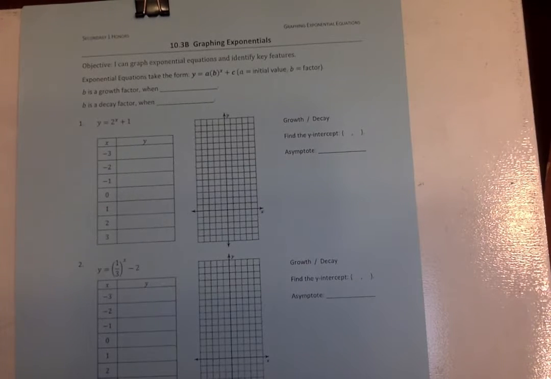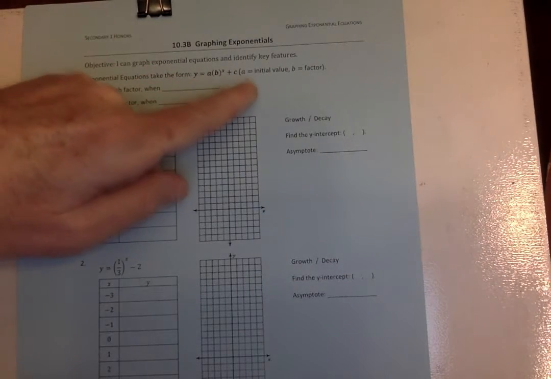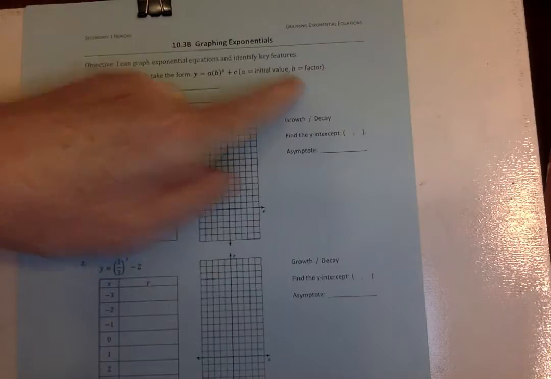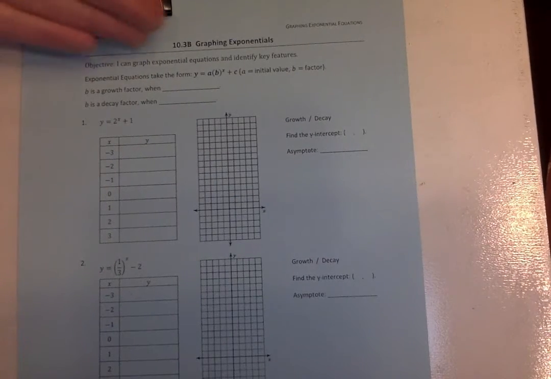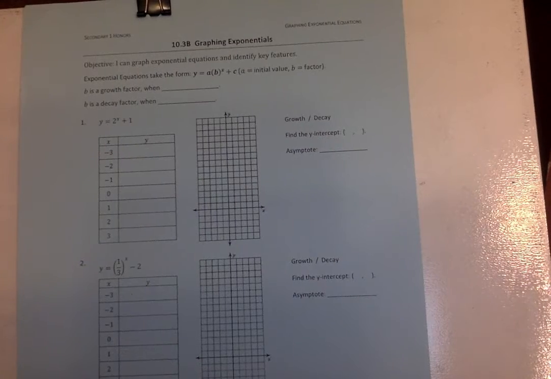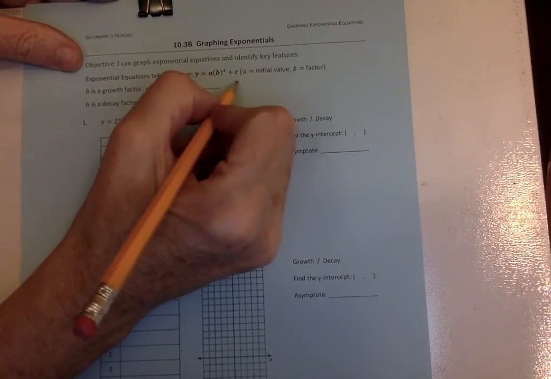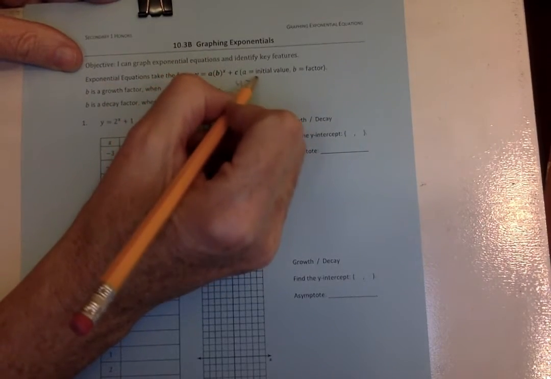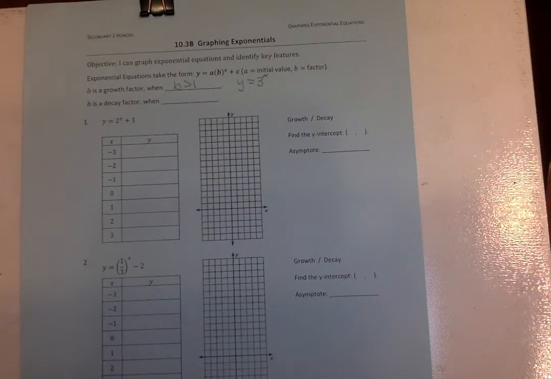So our exponential equations take the form y equals a times b to the x plus c. So a can be any number and b can be any number. B is a growth factor, in other words the function will be a growth function when b is greater than 1. Such as if you had y equals 3 to the x, then you know that one's going to be a growth and it should go up and to the right.